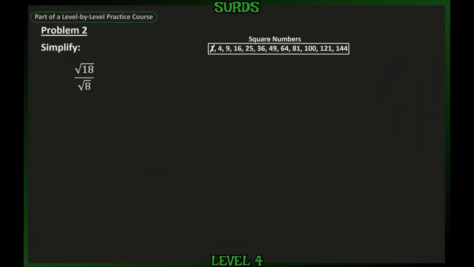In problem 2, we're simplifying the square root of 18 divided by the square root of 8. Again here, what we can do is simplify each surd individually and then try and simplify the fraction. So starting with the square root of 18, this can be written as the square root of 9 times the square root of 2. And importantly, 9 is a square number. So this means that when we square root 9, it becomes 3. So the square root of 18 can be rewritten as 3 root 2.